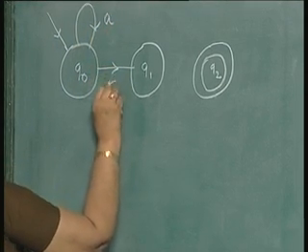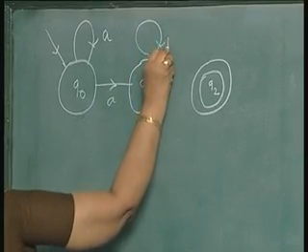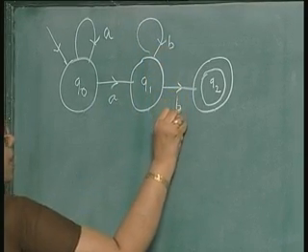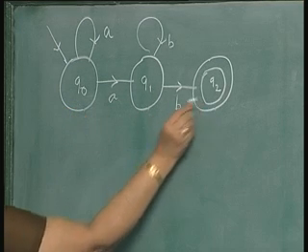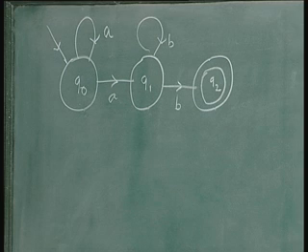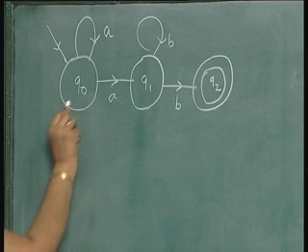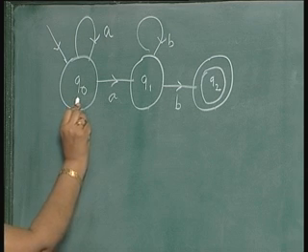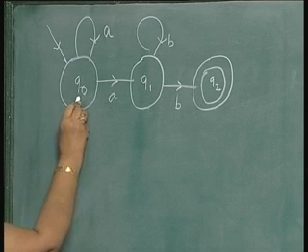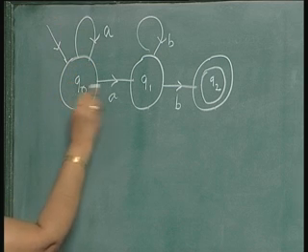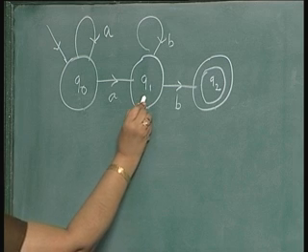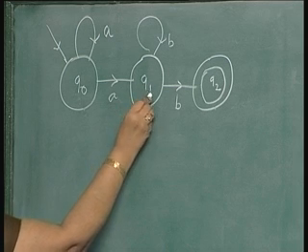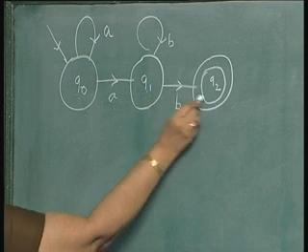The transitions are marked like this. Q naught is the initial state and Q2 is the final state. What is the set of strings accepted by this machine? First of all, see that if you are in state Q naught and you get the input A, then you have a choice. Either you can go to Q naught or you can go to Q1. There are two choices. Similarly, when you are in Q1 and you get the input B, you have two choices. Either you can go to Q1 itself or you can go to Q2.